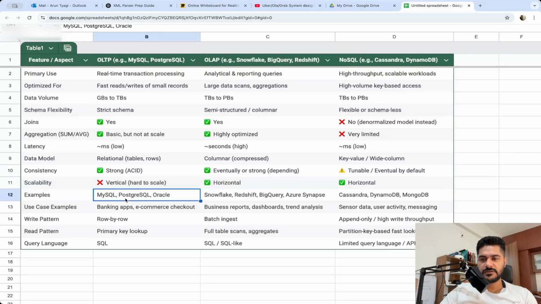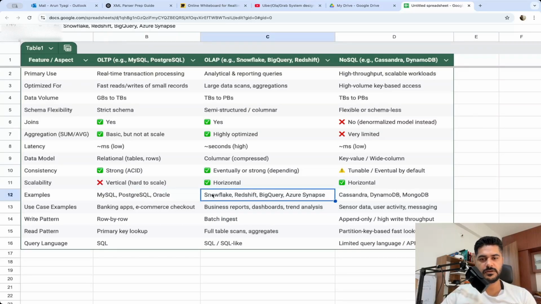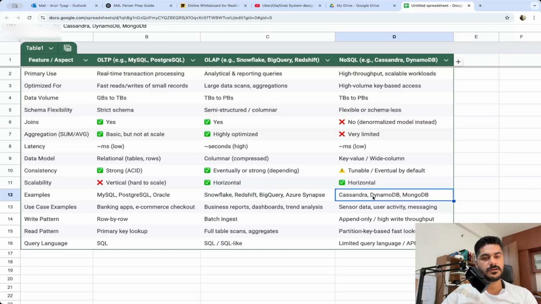Examples we know: in SQL, we have MySQL, PostgreSQL, Oracle, and all. In OLAP, Snowflake, very famous, BigQuery, Redshift, and your Azure Synapse. In NoSQL, Cassandra, DynamoDB, MongoDB, Cosmos on Azure. These are our major services available.